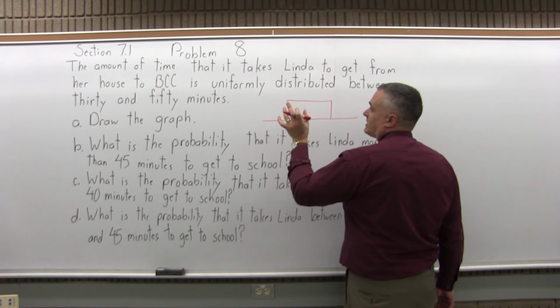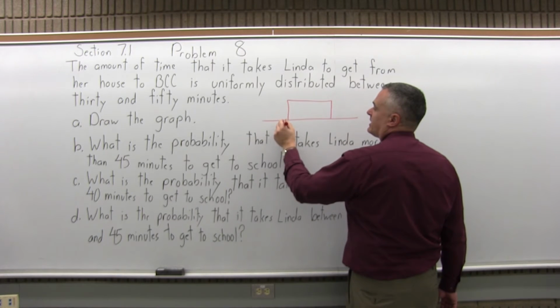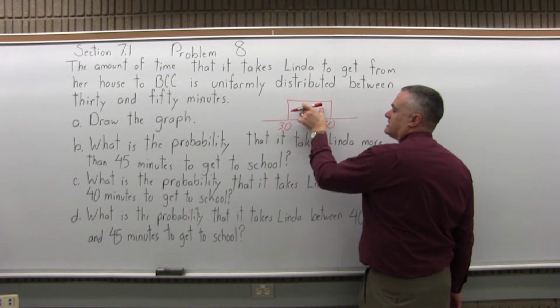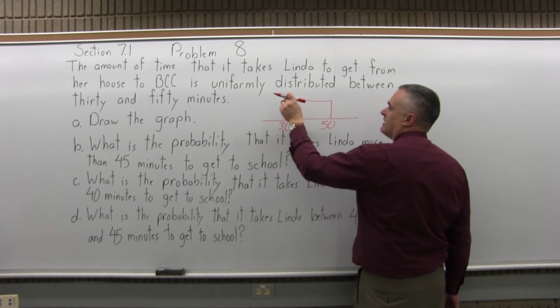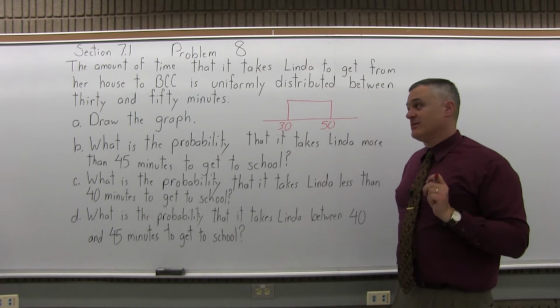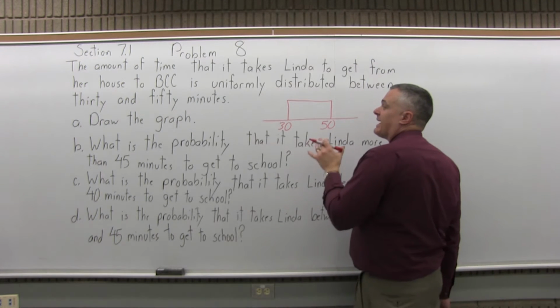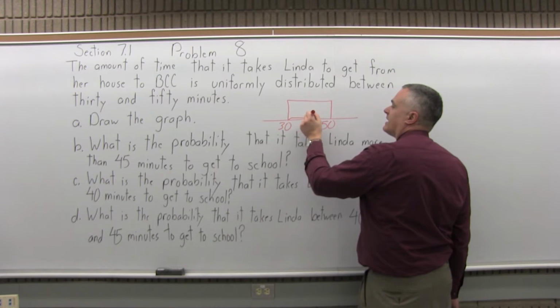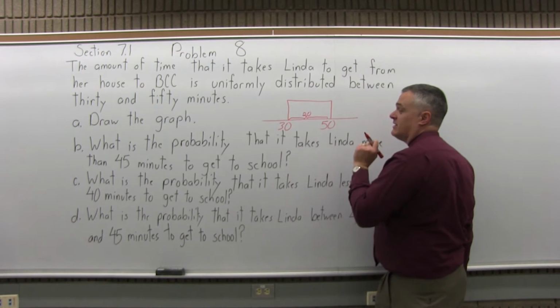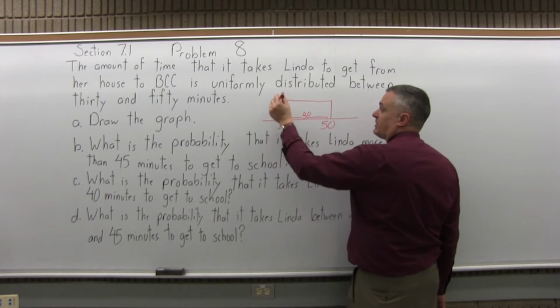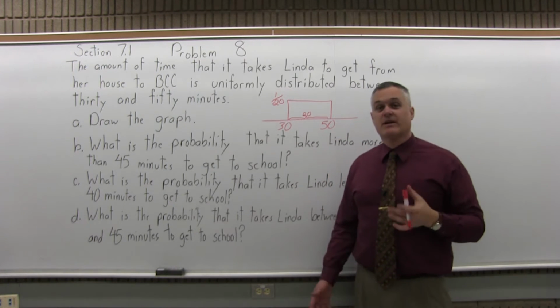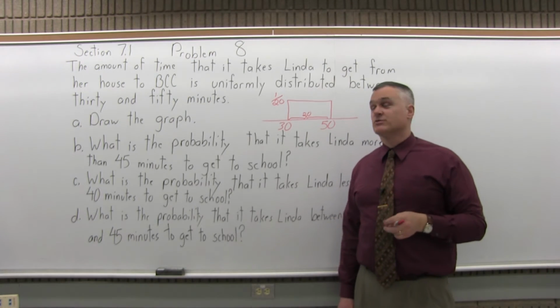So it says the amount of time is uniformly distributed between 30 and 50 minutes. So uniform means it's going to be a rectangle between 30 and 50. To finish the graph, I need to know the height, though. So the total area of the rectangle has to be 1. From 30 to 50, that amount is 20, right? 30 plus 20 adds up to 50. So if the base is 20 and it multiplies to 1, well, then the height has to be 1 over 20. 20 times 1 over 20 is 20 over 20, which reduces to 1.